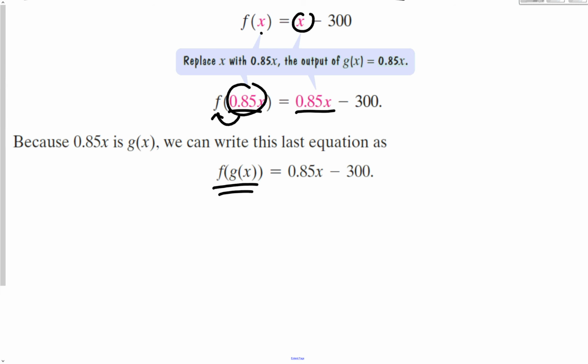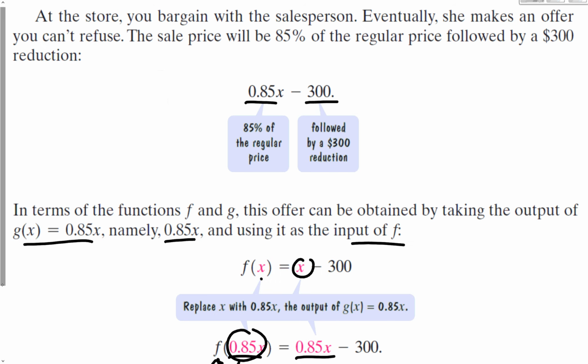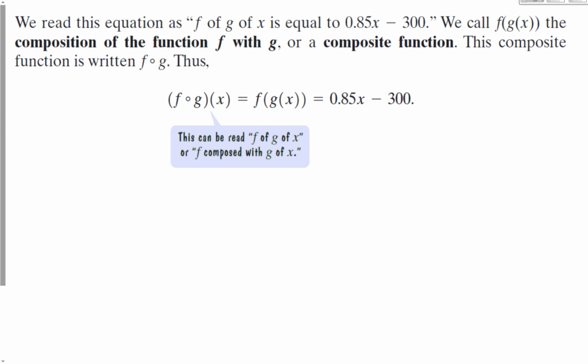Okay, let's use our notation, and we're going to read this equation as f of g of x. So this equation right here, this last one, right there, we're going to read it as f of g of x is equal to that function. So f of g of x is equal to 0.85x minus 300. We call this f of g of x the composition of the function f with g, or a composite function. So kind of a mouthful, the composition of the function f with g.